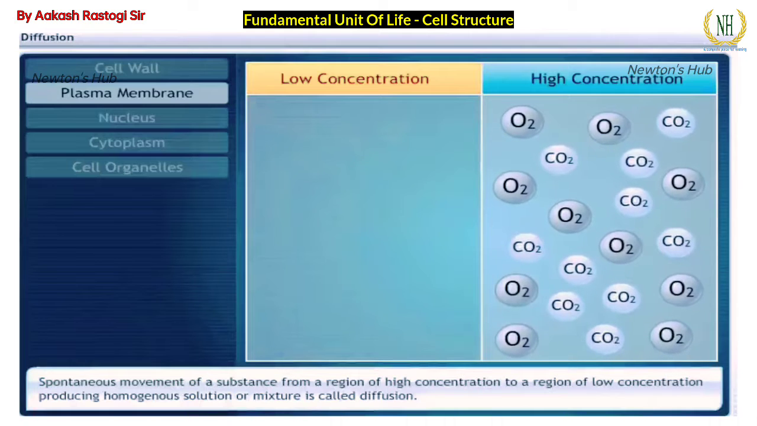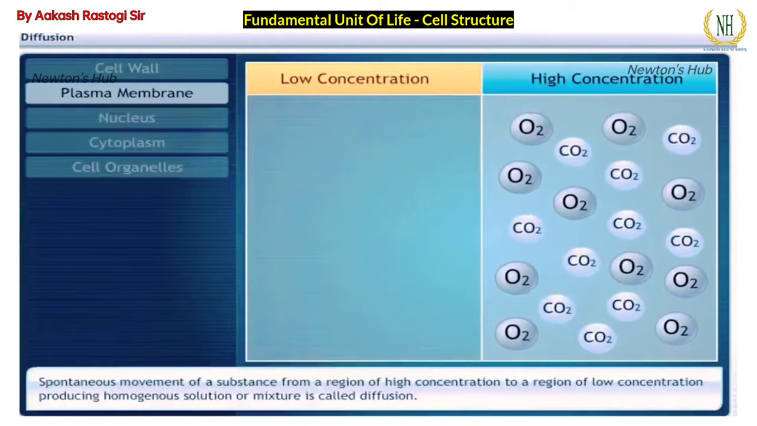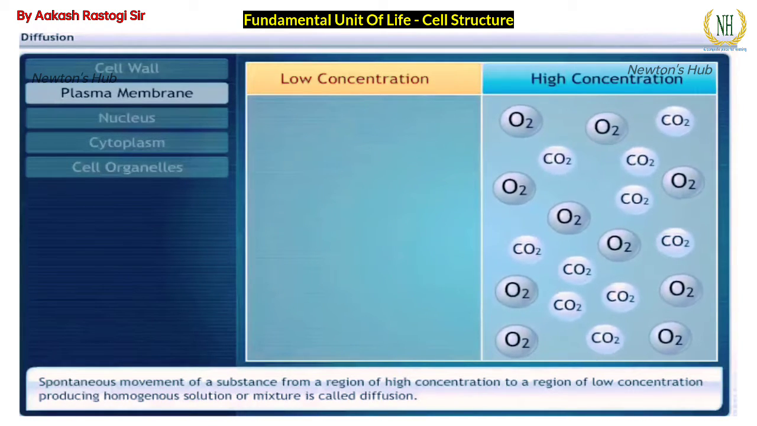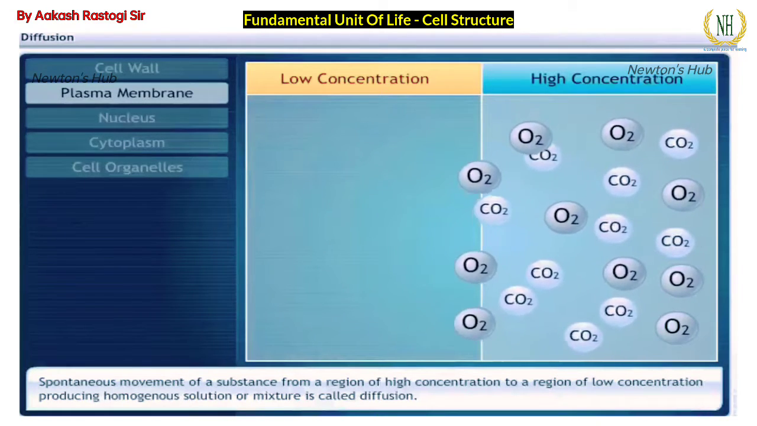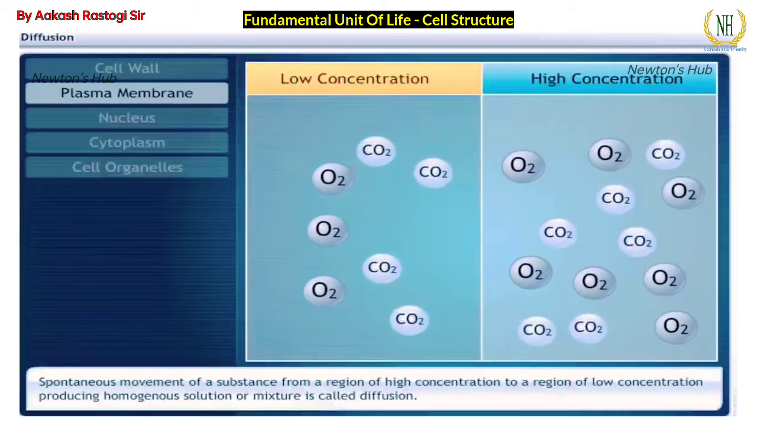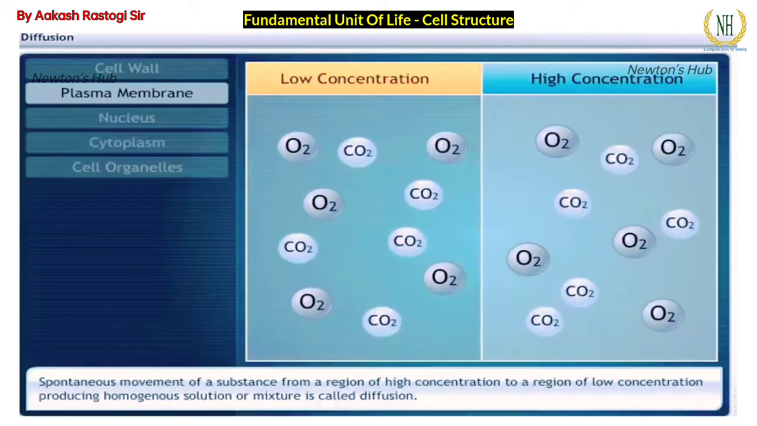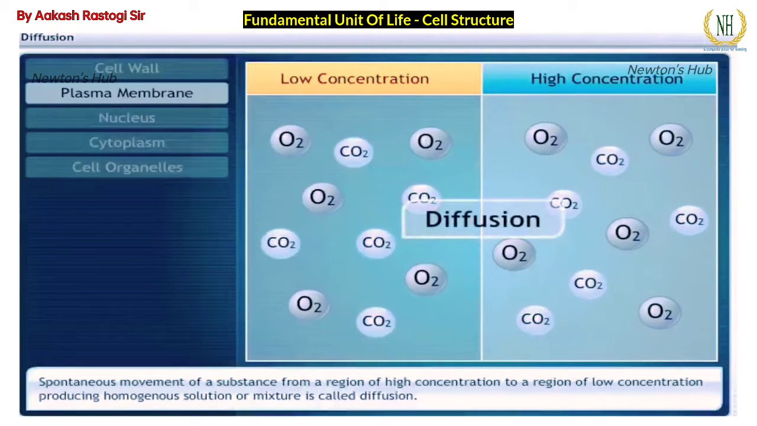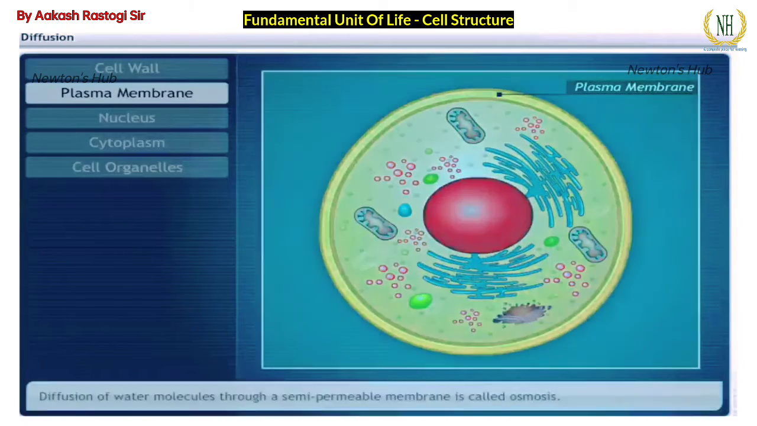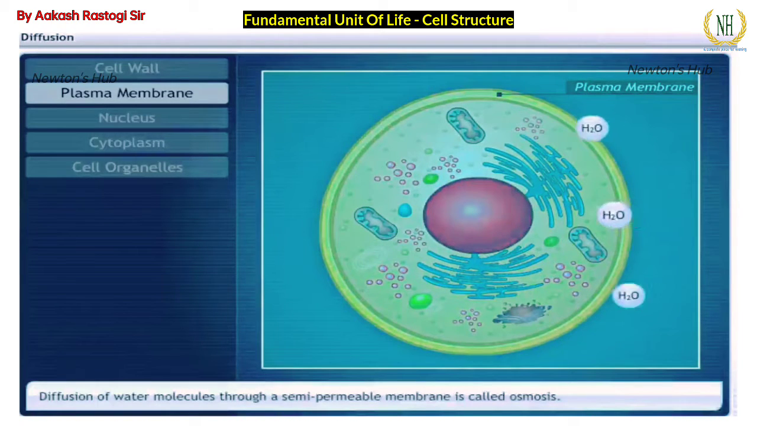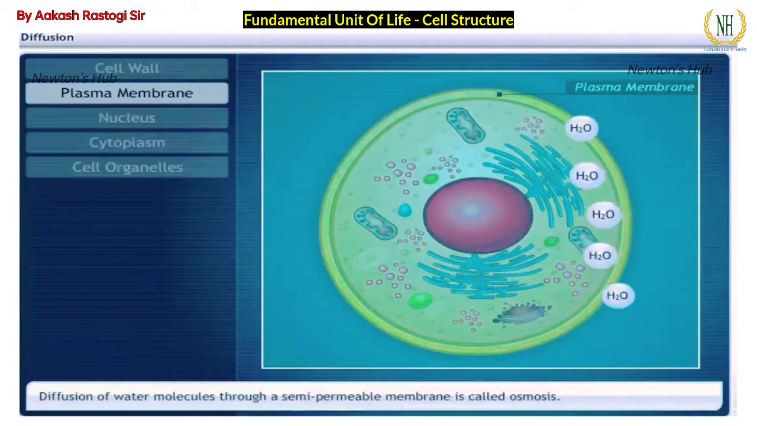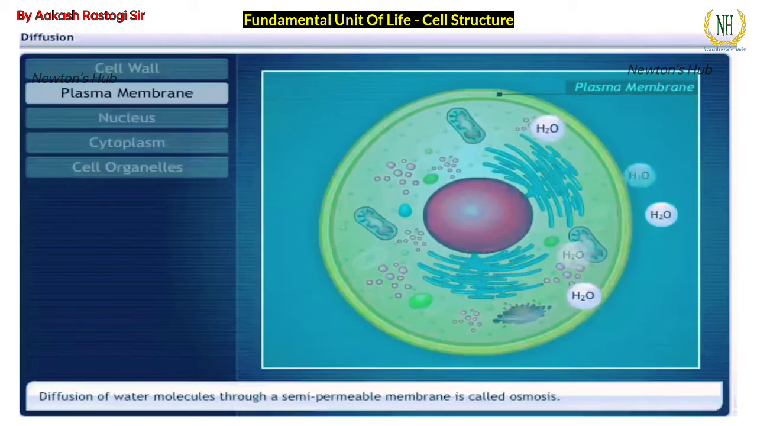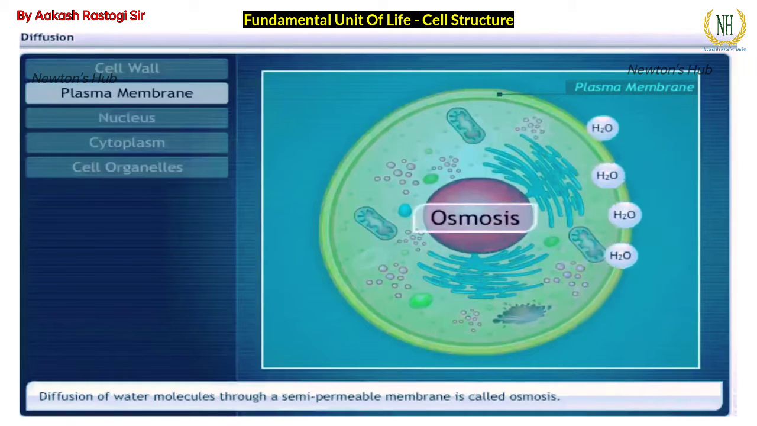There is spontaneous movement of gases like carbon dioxide and oxygen from a region of high concentration to a region of low concentration to form homogeneous solutions through diffusion. The diffusion of solvent molecules through a semi-permeable membrane from a region of low concentration to high concentration is called osmosis.